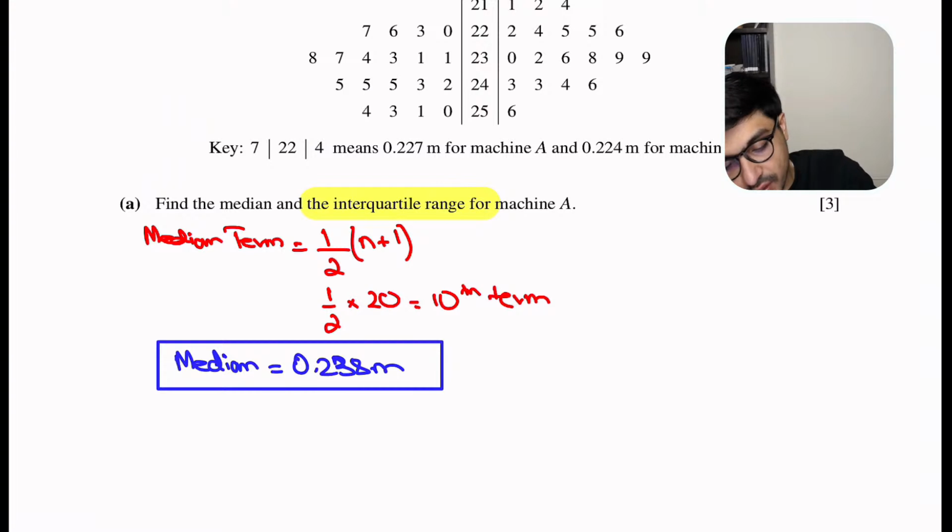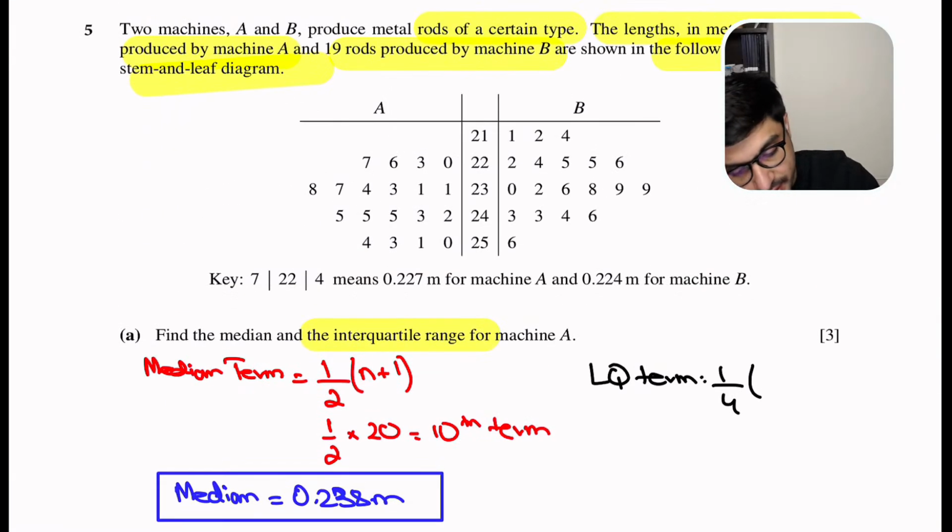To figure out the interquartile range, I just have to look at one thing, and that is the lower quartile and the upper quartile. So let's figure out the lower quartile term first. What is it going to be? It is going to be 1 over 4 into n plus 1. What is n, guys? The n over here is 19, plus 1, so it's going to be 20. So it's going to be the fifth term.